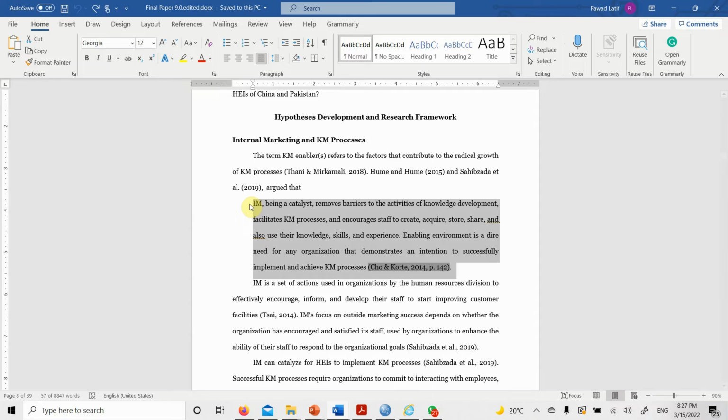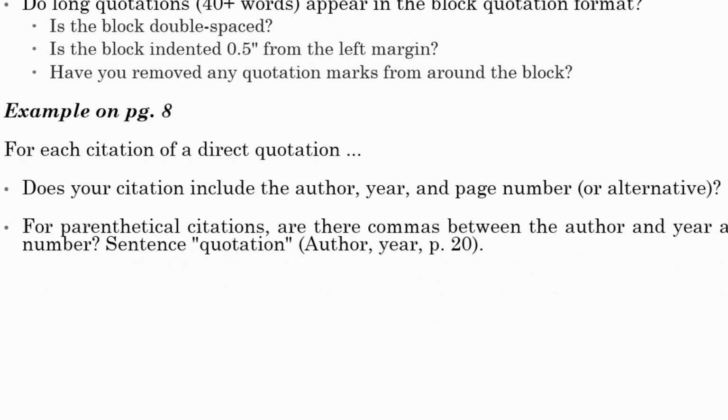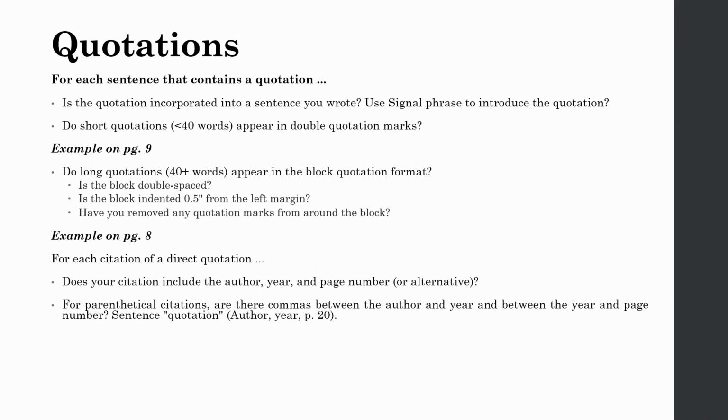Now moving on. For each citation of a direct quotation, does your citation include an author, year, and the page number? For parenthetical citation, are the commas between the author and the year and between the year and the page number in place like this? So your quotation, your author, your year, and your page number.